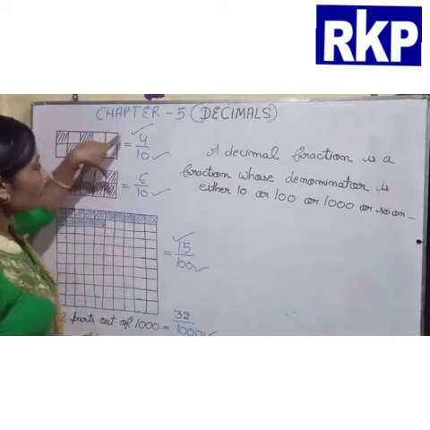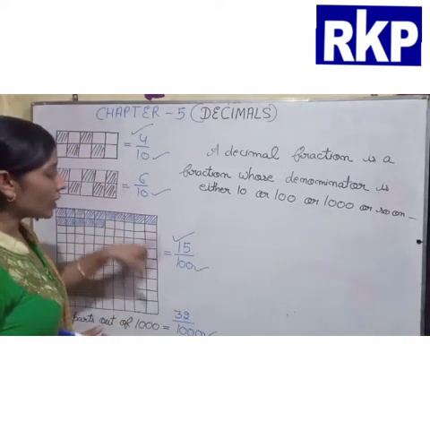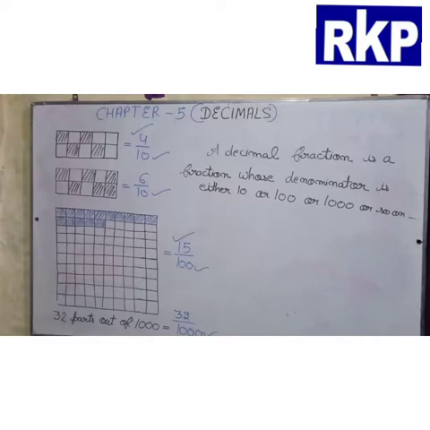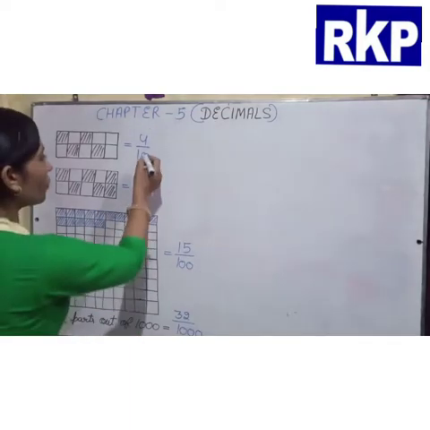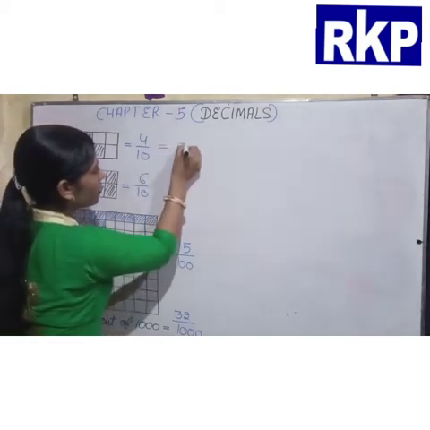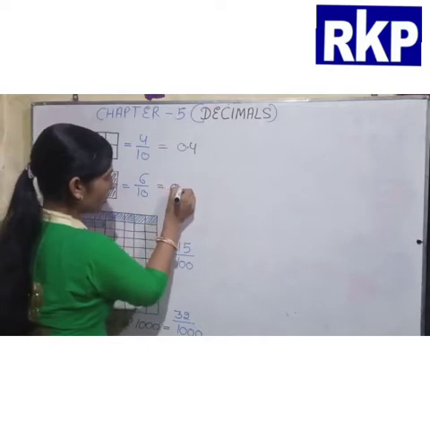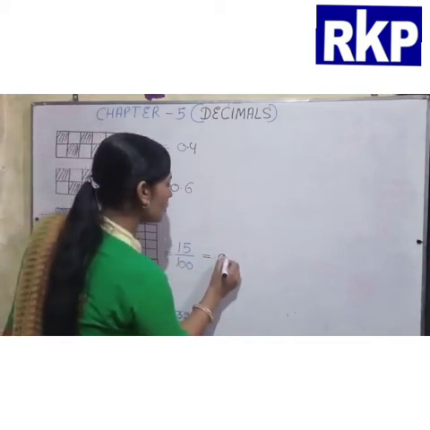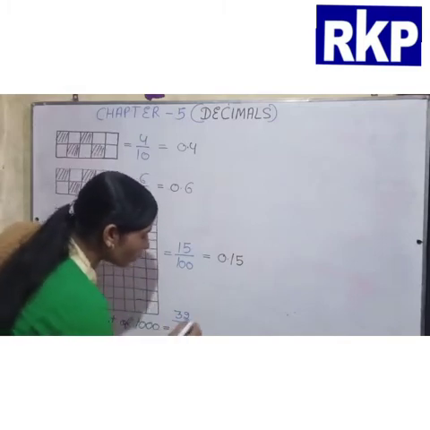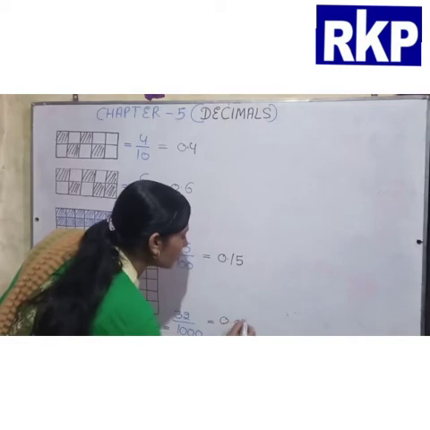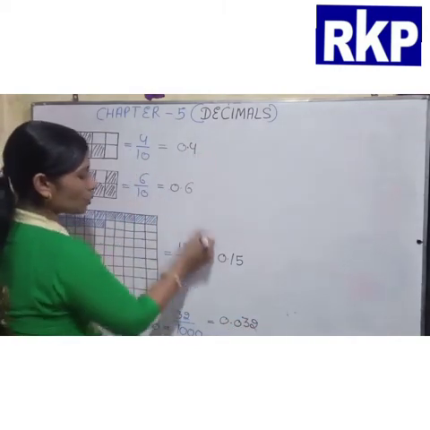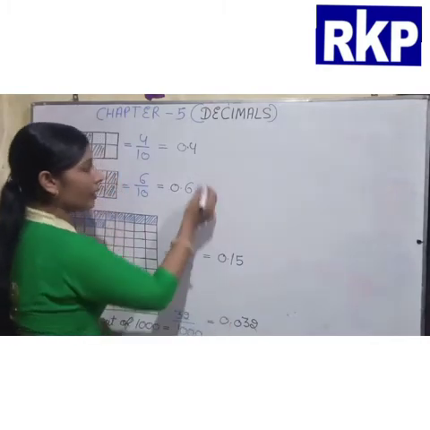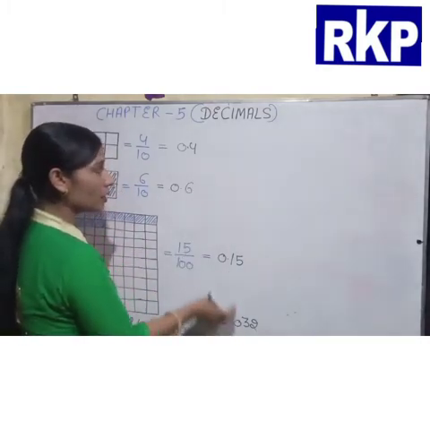Okay, and these fractions can be changed into another form also. Let us see how we can change these. 4 by 10 is represented as 0.4, 6 by 10 is represented as 0.6, 15 by 100 is equal to 0.15 and 32 by 1000 is equal to 0.032. Here these all, 0.4, 0.6, 0.15, 0.032, are decimal numbers. These are called decimal numbers or decimals.